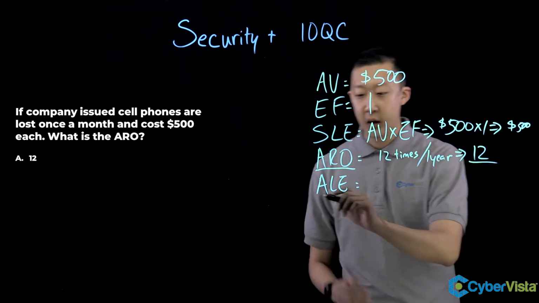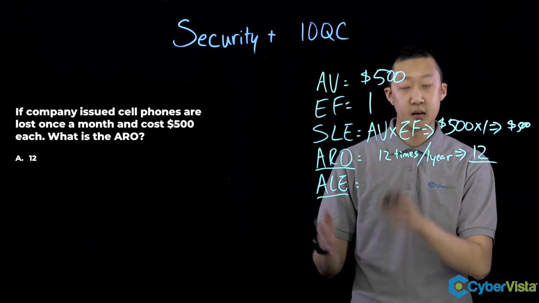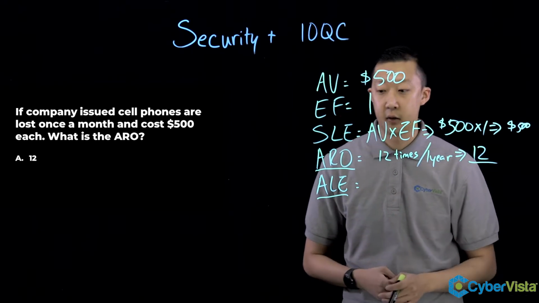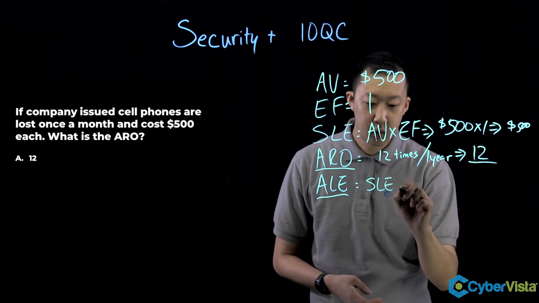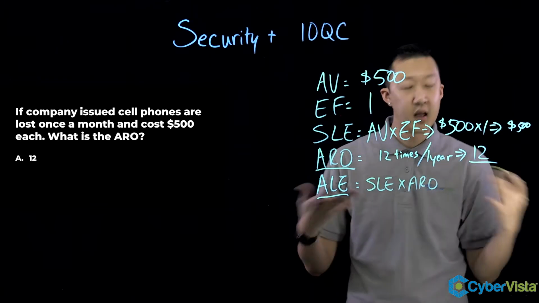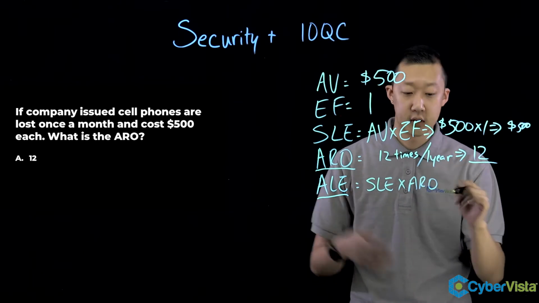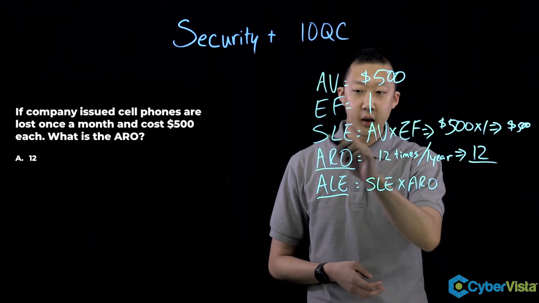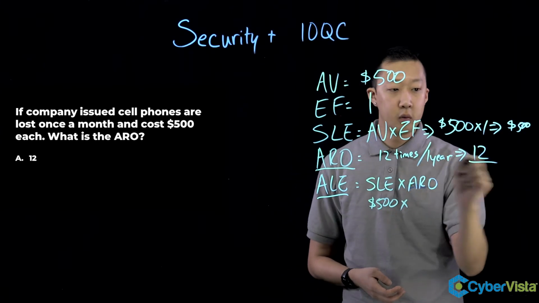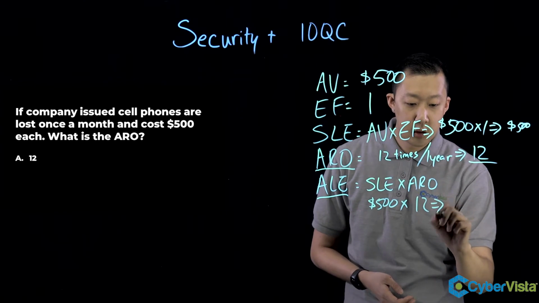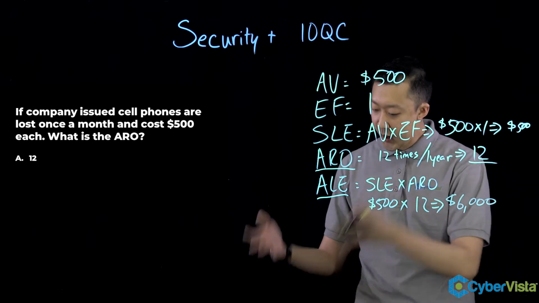But I want to continue on and finish with the annualized loss expectancy, because you will see this on the actual exam when you go take it at the testing center. Okay? So the calculation for ALE is SLE times ARO, right? That makes sense. How many times does this happen a year? And every time it happens, how much do you lose? So we calculated the SLE to be $500, and the ARO, we calculated to be 12. So that gives us $6,000.